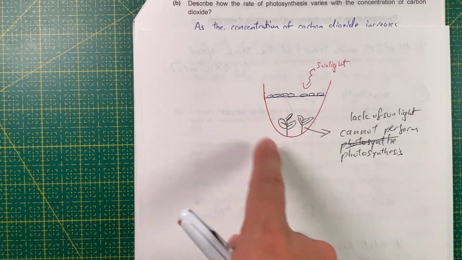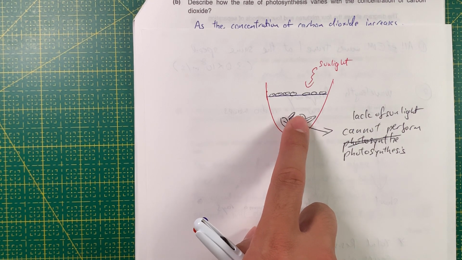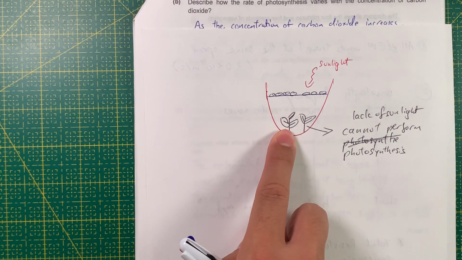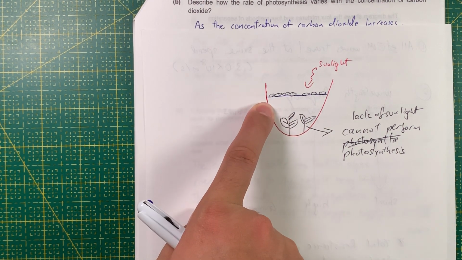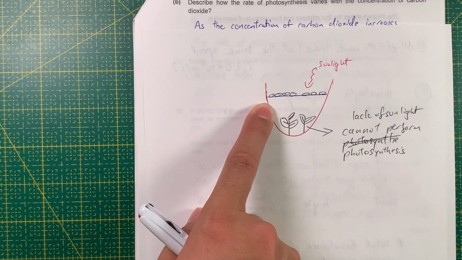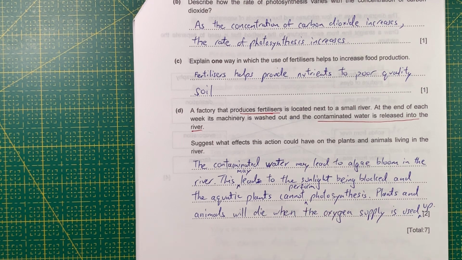So the amount of oxygen in the water will slowly decrease. After it slowly decreases, what will happen? The plants will die. The animals living in the water will also die due to the lack of oxygen. Basically this is what this refers to.